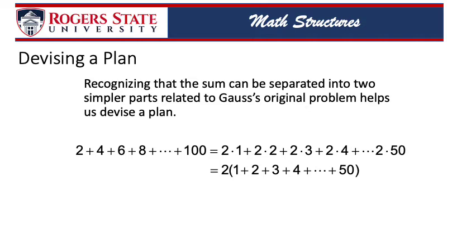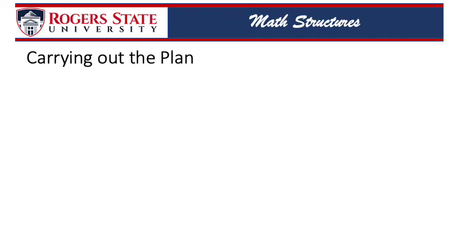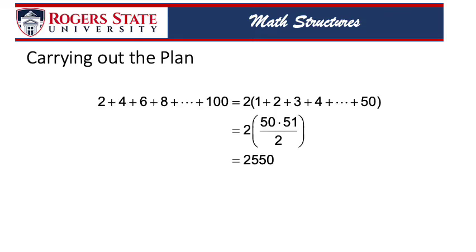Oh, this looks very familiar, doesn't it? Let's see if we can figure out what to do next. Okay, so we're going to carry out this plan. So 2 plus 4 plus 6 plus 8 plus 10, that's 2 times 1 plus 2 plus 3 plus 4 plus 5, all the way up to 50. But if we look at this little piece right here, this piece is Gauss's original problem. So that's going to be 50 times 51, the last number times the number right after it, divided by 2.